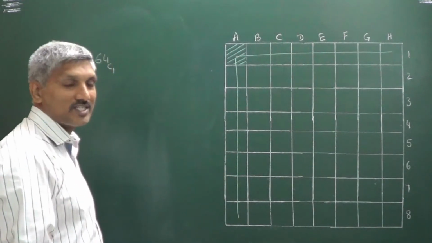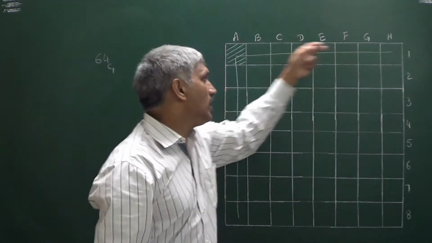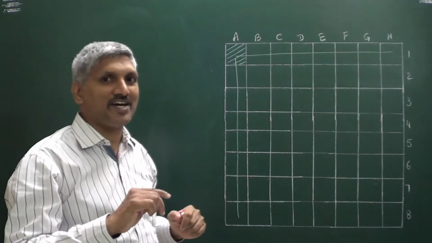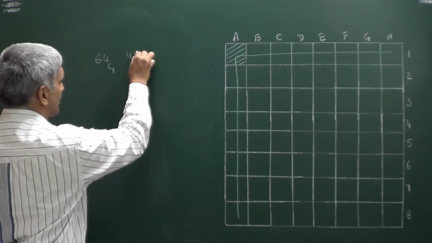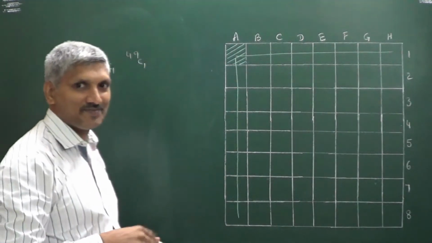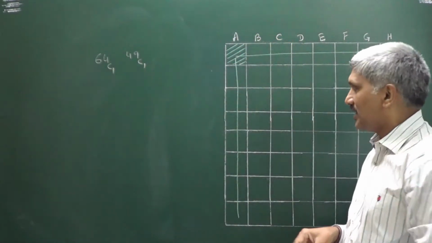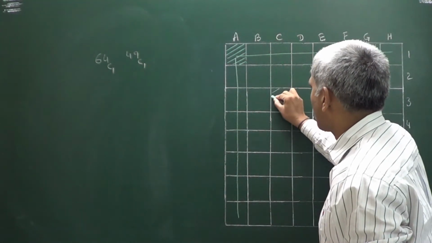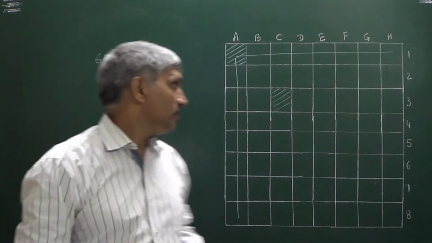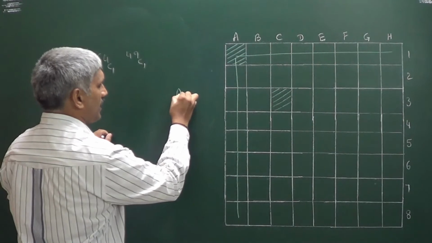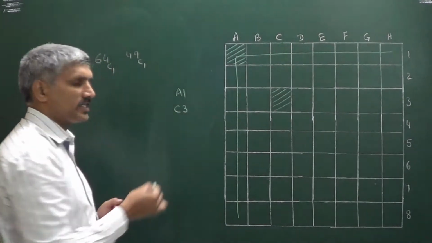Now how many squares remain? In total we have 49 squares, excluding this row and excluding this column. From those 49 squares you can select any one. That can be done in 49C1 ways. But observe here, suppose you selected this square, and next you select this particular square. So what we did, in the first case A1 was selected, next I selected a square, C3.